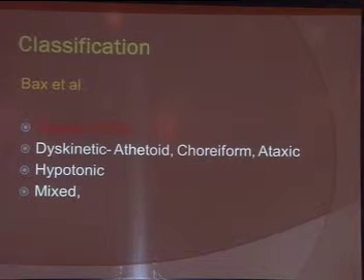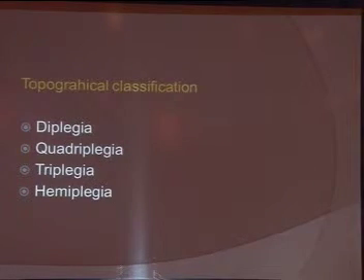Classification is based on Beck et al. The spastic type is the most common, involving 70%, and there are the dyskinetic types, which are athetoid and choreiform, and ataxic, hypotonic and mixed. Topographical classification is based on the limbs: diplegia, quadriplegia, triplegia, and hemiplegia.